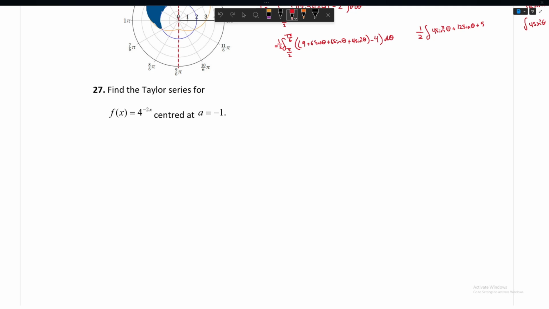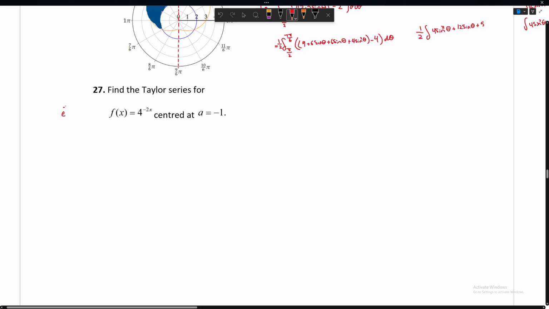All right, hello guys. Question number 7, find the Taylor series. And for finding the Taylor series, all you've got to do is just find the pattern. And so 4 to the negative 2x is the same thing as e to the negative 2x, right? Because this is technically just a number.